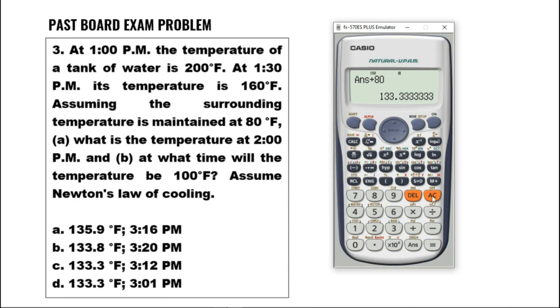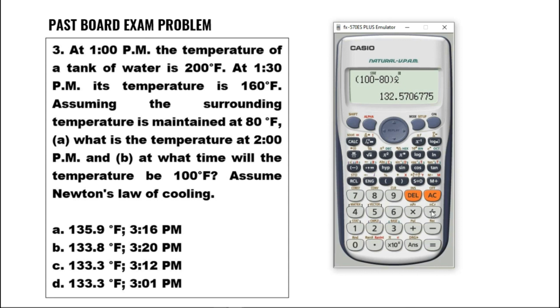So kunin natin yung time when the temperature is 100 degrees Fahrenheit. Okay? So shift stat, regression tayo guys. So 5. Hinahanap natin is the time. So ang time natin is X. So 4. Then sa 4, change of temp tayo. So we have here 100 minus surrounding temp, so 80. So yung Y natin guys, always remember that it is actually a change of temperature. So equals. So after 132.57 minutes, okay?